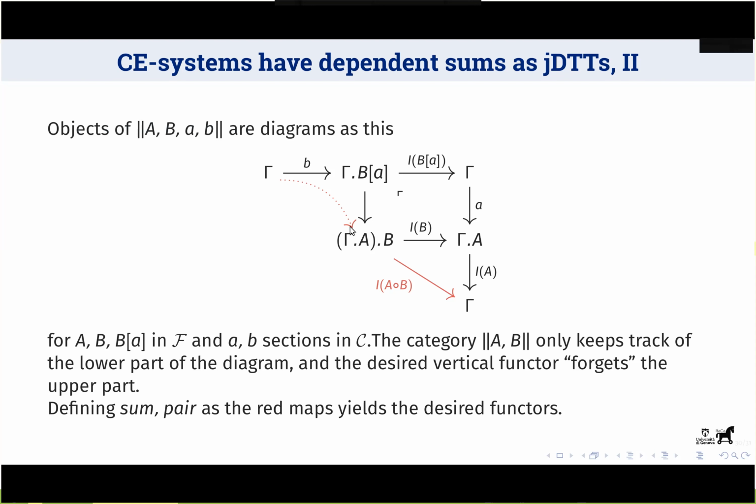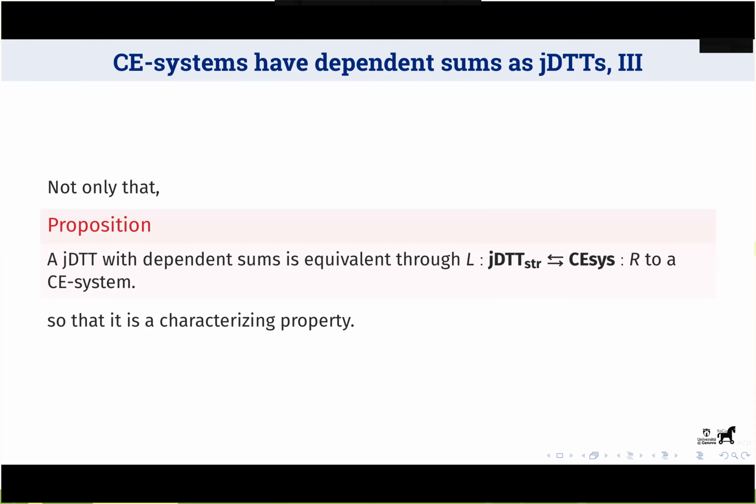So what it means is that for every CE system, we can define a judgmental dependent type theory that has the property of having dependent sums. And not only that, actually, every judgmental dependent type theory with dependent sums is equivalent through this adjunction to a CE system. So it means that having dependent sums is precisely what picks out of judgmental dependent type theories those that are CE systems. So this is new, this is interesting.